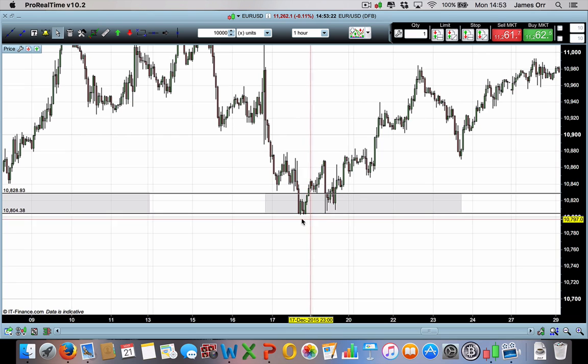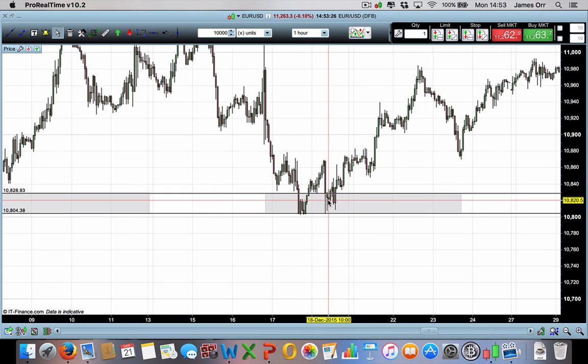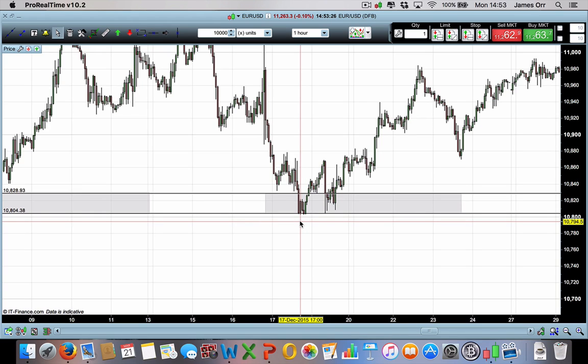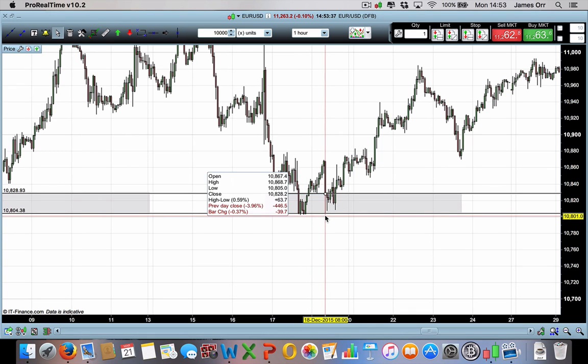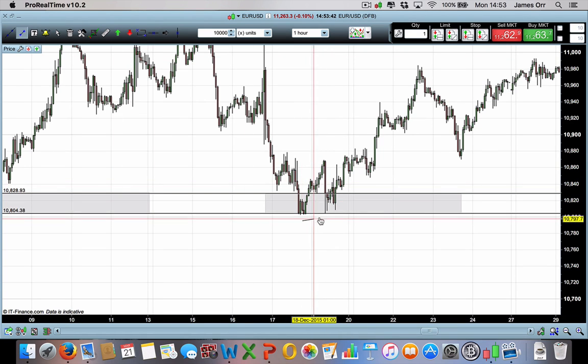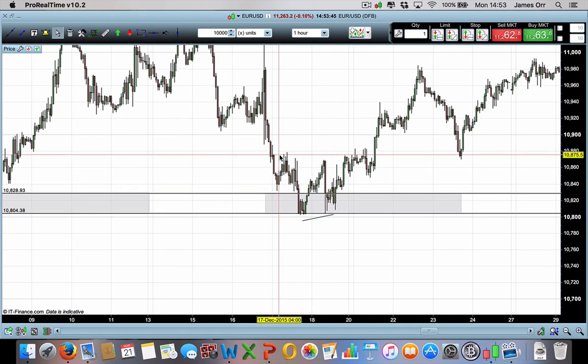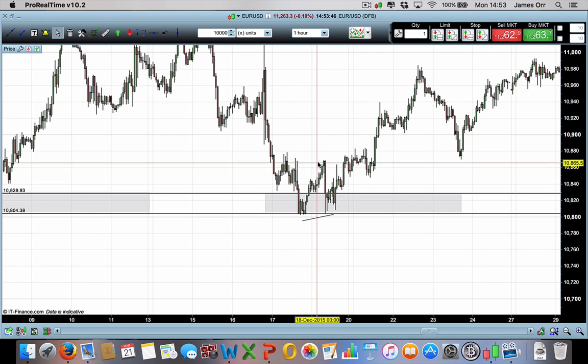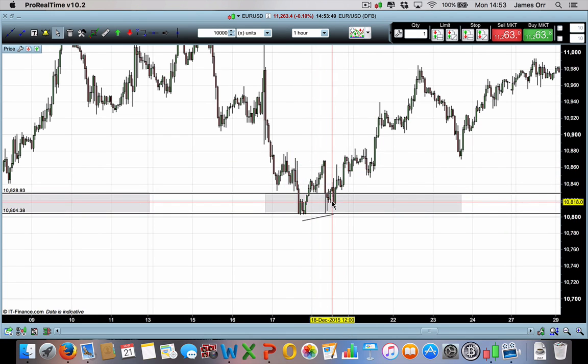The first thing we're looking for is our second touch on a double bottom should be higher. The way to check that, we're looking for the lows of the first touch, so 10,802.6. You can see the lowest touch here is 10,805, so it's a higher second touch. That is our first confluence. We've come down, we've made a touch, we've bounced off, we've come down, our second touch is higher.